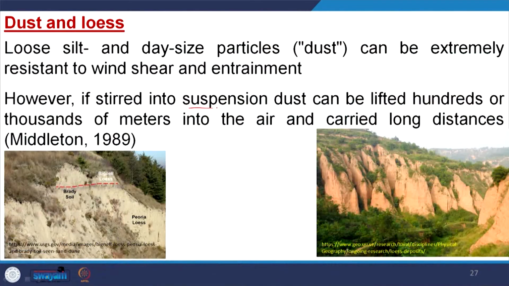If this is stirred into suspension, dust can lift hundreds of thousands of meters into the air and carry long distances. As we have discussed in our earlier classes, the volcanic ash deposit in the Narmada Valley is related to the Toba volcanics, that means it is 1000 kilometers apart. Similarly, aerosols can travel thousands of kilometers around the globe. So, once silt and clay sized particles are picked up into the air system, they will continue travelling for long distances.